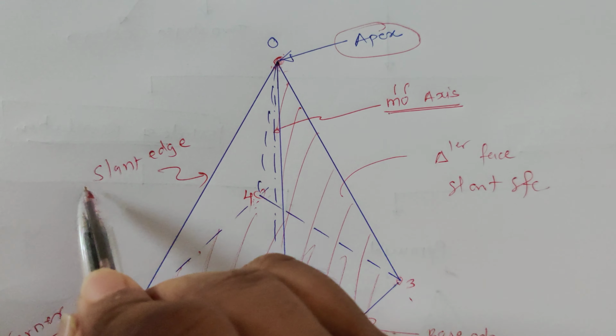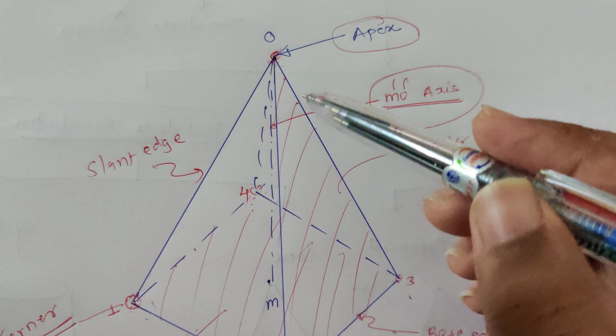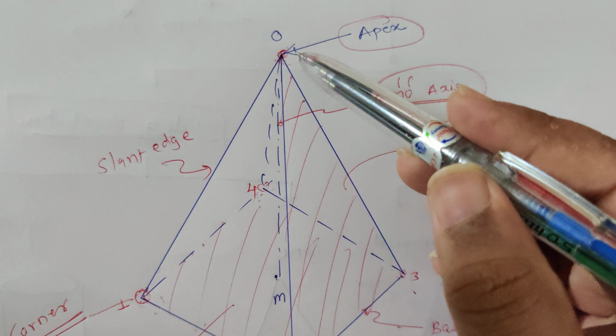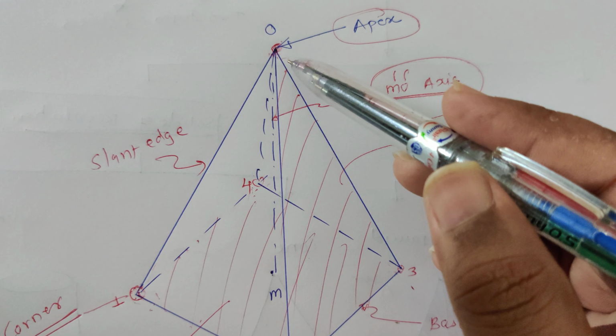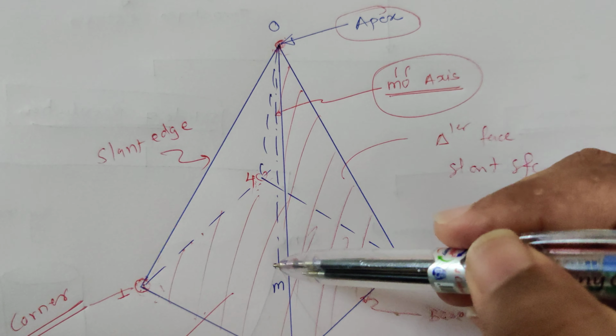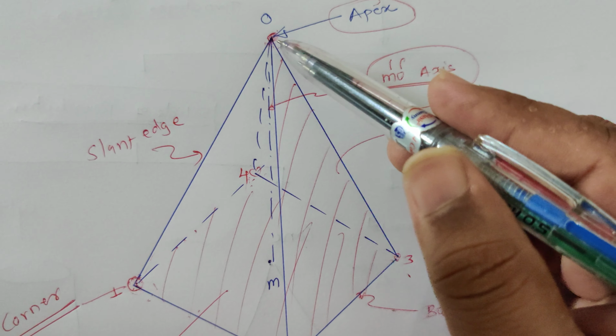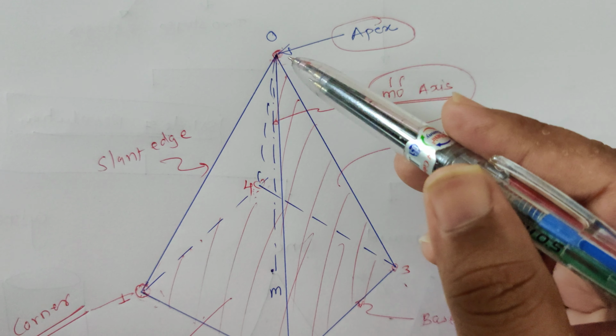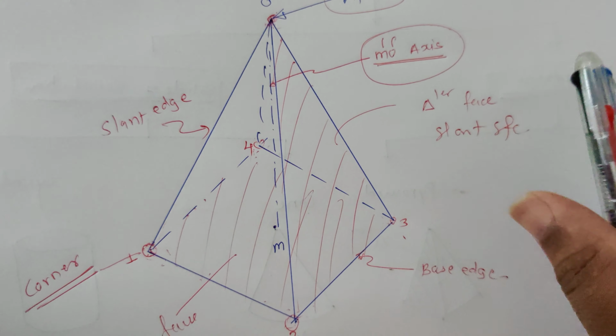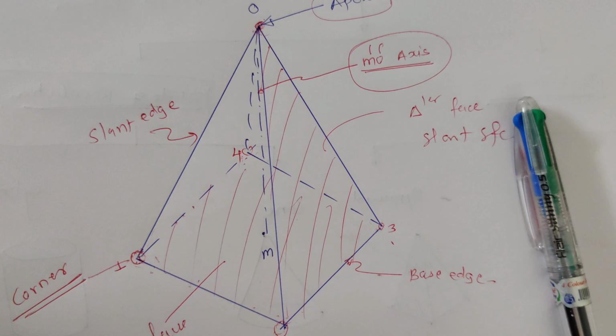Next, we have to define axis. Axis is actually an imaginary line which joins the center of the bottom face to the apex. So the axis of any solid, you can check, is an imaginary line. Axis is not visible to the observer of any solid.